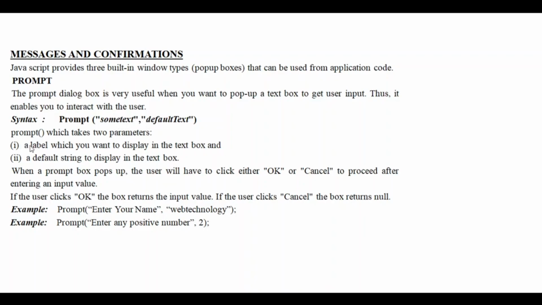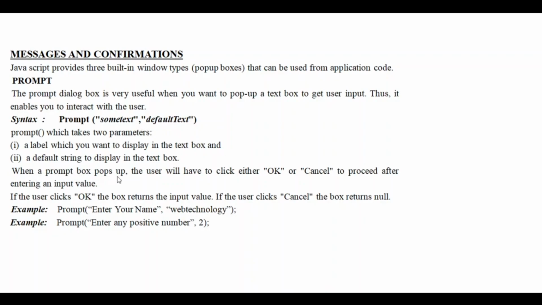The first one is a label which you want to display in the text box. So whatever label you want to display in the text box, you can give in the first argument. The next one is a default string to display in the text box. So whatever value you want to give, you can give as a default string in the next parameter.